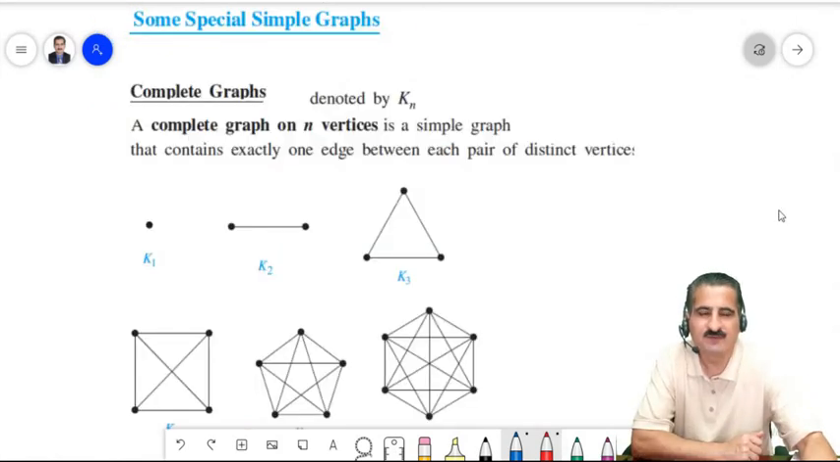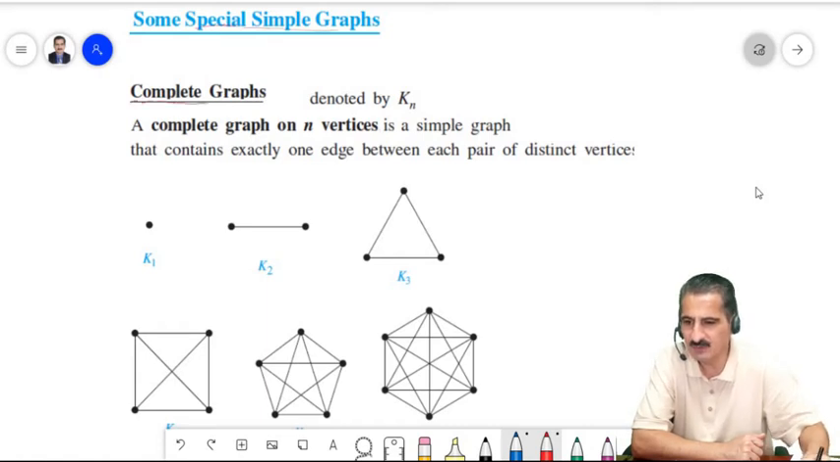So we have finished that terminology concerning undirected and directed graphs. Now we will start the other part of this section, which talks about some special simple graphs, some special and very well-known simple graphs. We will start with the so-called complete graph.